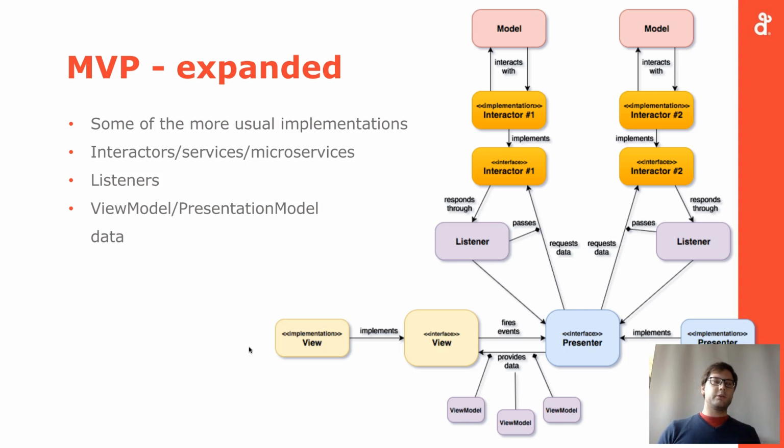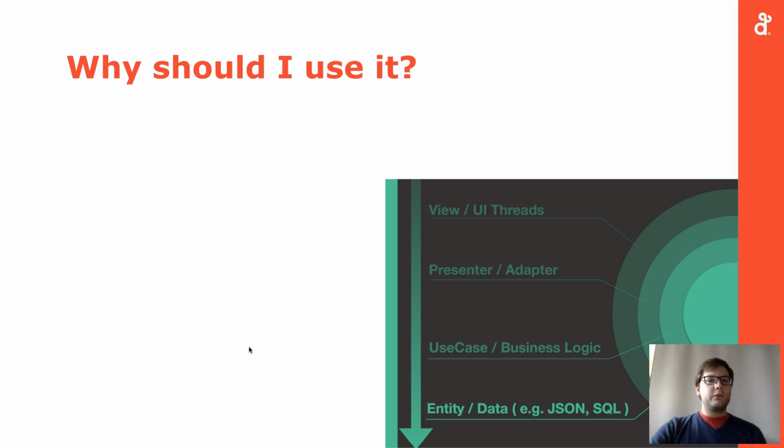We have separation. So view does just view stuff. It declares a public interface, what it can do with the presenters. Presenter also declares what is public, what it can do, and every interactor has a specific use case that's going to be done. So why should we use it actually?